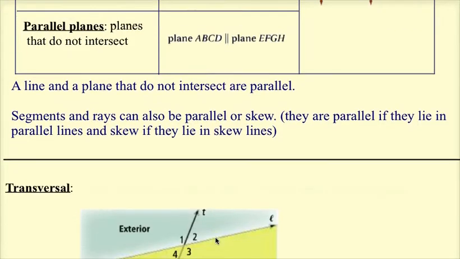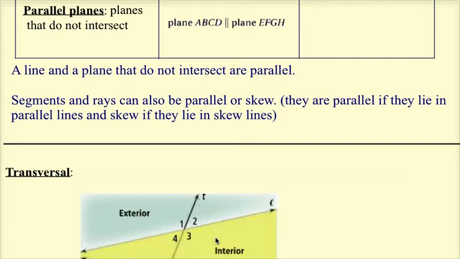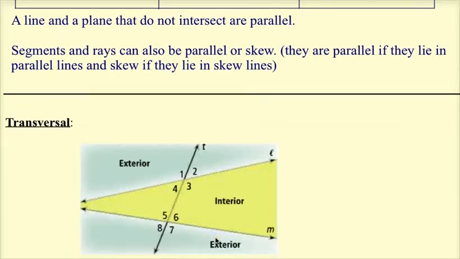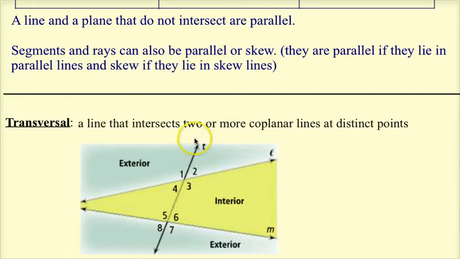Now we're going to do a lot with parallel lines and a transversal. The 2 lines I have here are not parallel, but we're just going to go over the different kinds of angles that are formed. A transversal is a line that intersects 2 or more coplanar lines at distinct points. So I have 2 lines, L and M. They are coplanar. They lie in the same plane. These do not happen to be parallel, but we're going to work with parallel lines a lot in this chapter. So L and M are coplanar, and this transversal T intersects them.